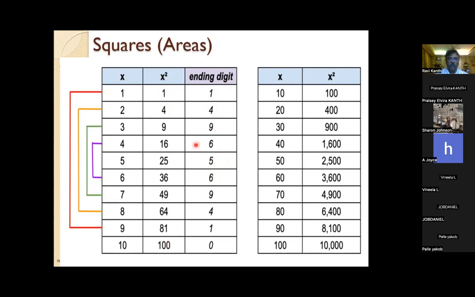See, observe. The end digit is 6. For 4 also, the end digit is 6. For 6 also, 6 sixes are 36. 4 fours are 16. 7 sevens are 49. 8 eights are 64. So if the end digit is 4, the square root can be 8 or 2.